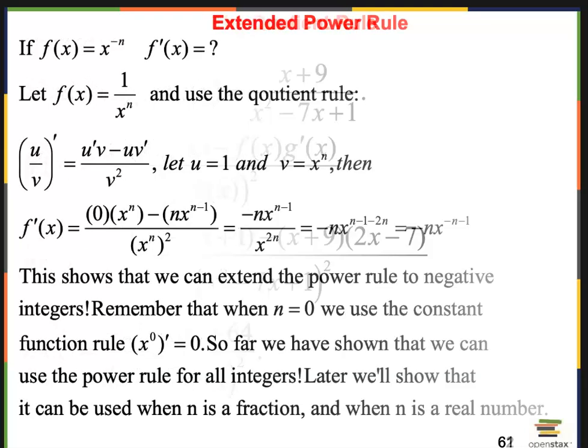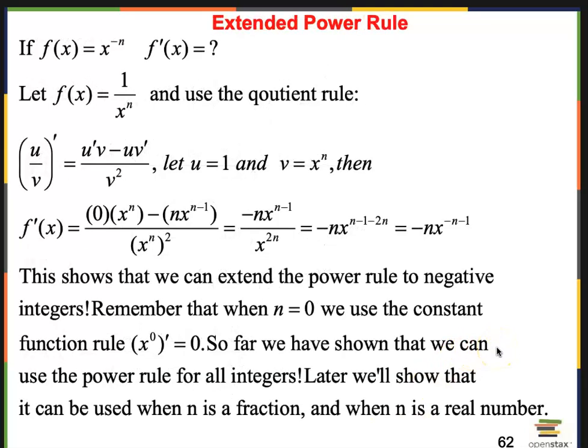We do have what's called an extended power rule. If f of x equals x to the negative n, what would f prime of x equal? Well, let f of x equal 1 over x to the n and use the quotient rule. So again, now here, this u and v, you could call it f over g. They're just using the variables u and v to represent our functions.